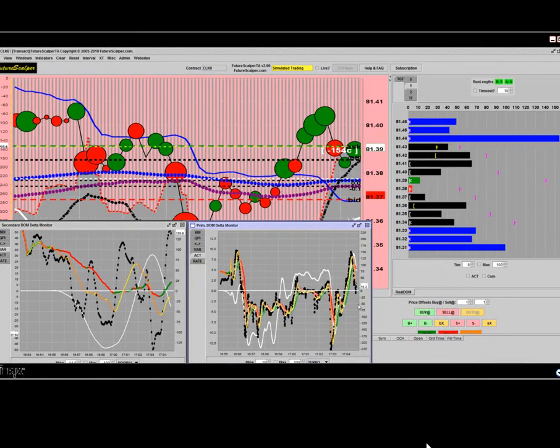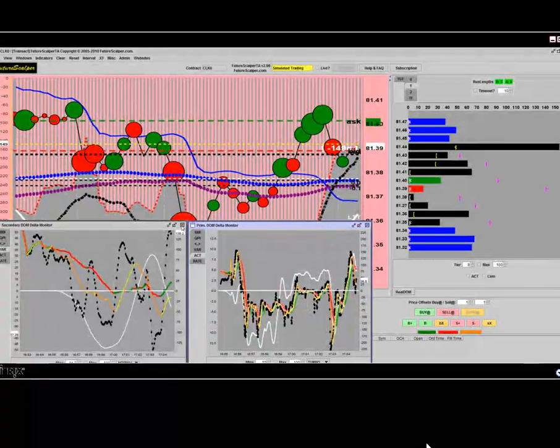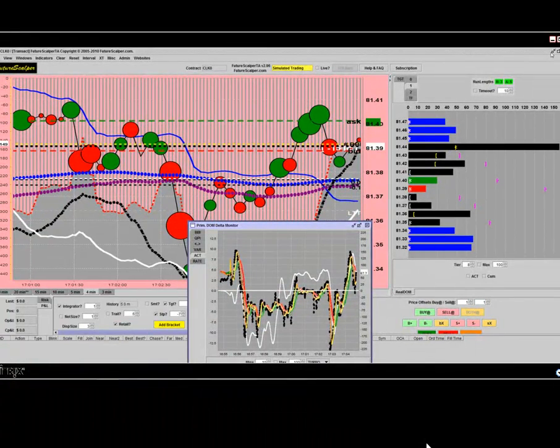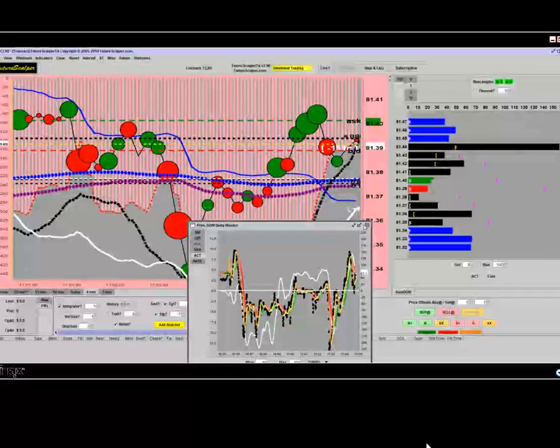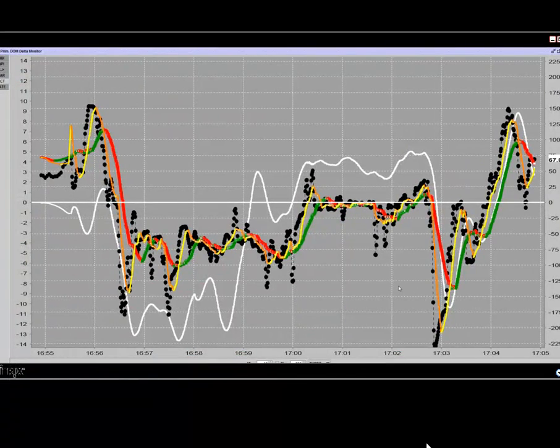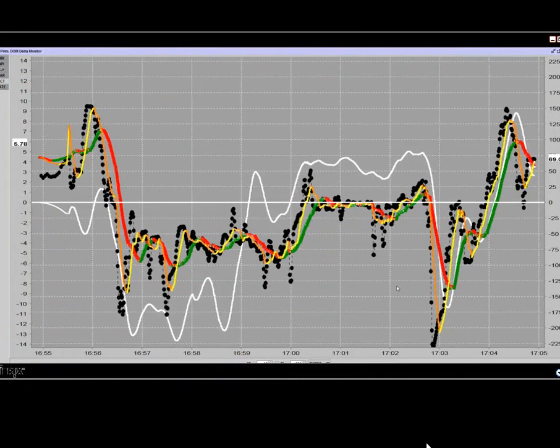I'm not looking at any of this other stuff. I'm only looking at this indicator. I tell you what I'm looking at, just this. I'm just looking at this.